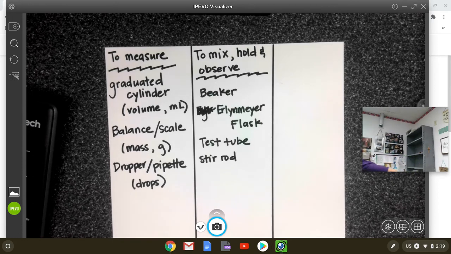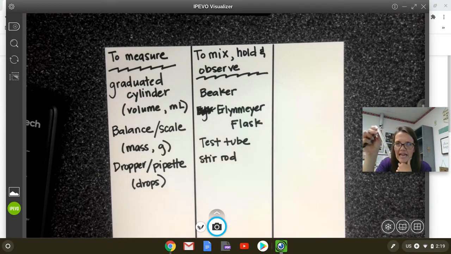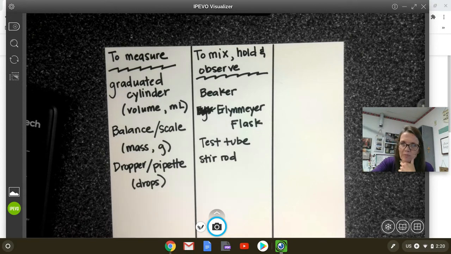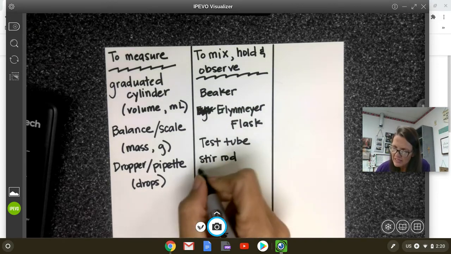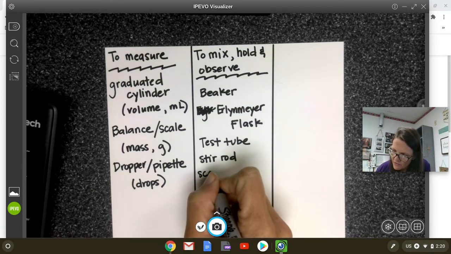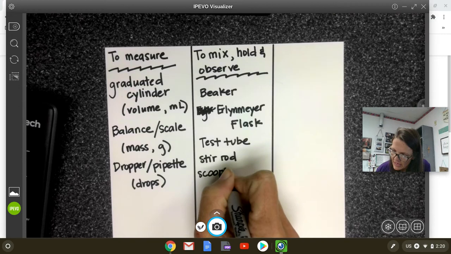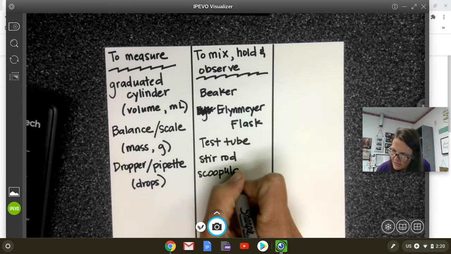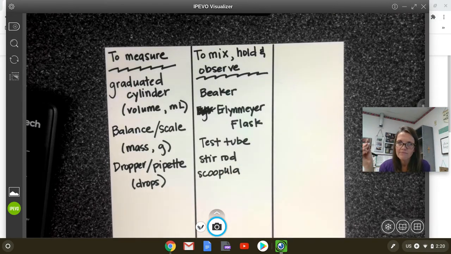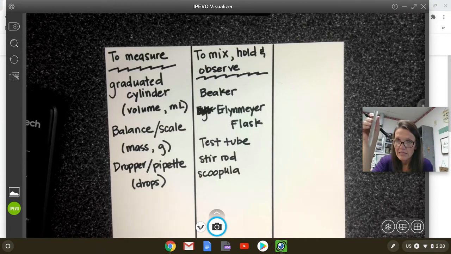Along those lines, and this could probably be argued for measuring too, this can't accurately measure something. This is called a scoopula, but you might scoop chemicals out and put them on the balance. You could also use it to mix. I'm going to put it in the mix, hold, and observe category. Scoopula. It's like a fancy spoon, basically.